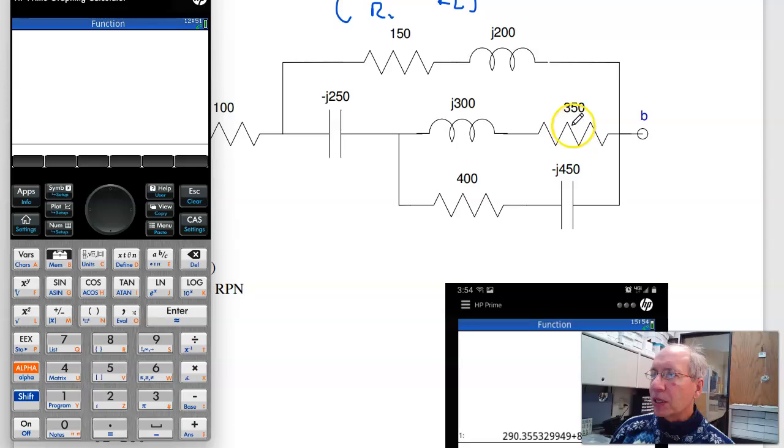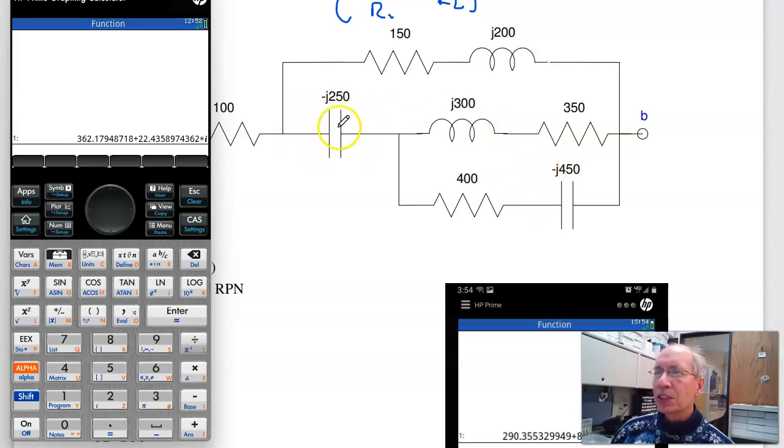To put these in parallel, I take the first one, 350, I 300. There's the first resistance. In parallel, they add as the inverses, so take the inverse. Now 400 minus J 450, 400 I 450 with a minus sign. Take that inverse. In parallel, the inverses add. Now take the inverse. These together are 362 plus J 22 ohms.